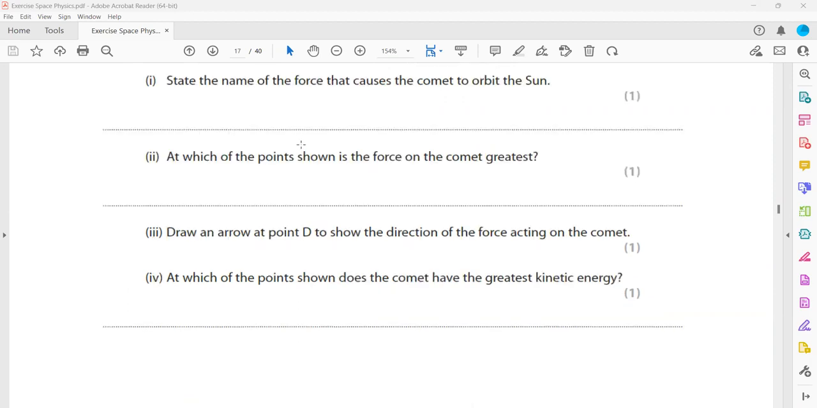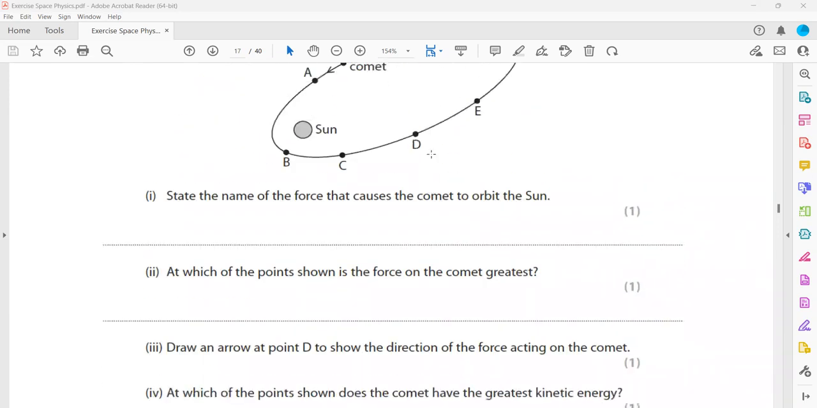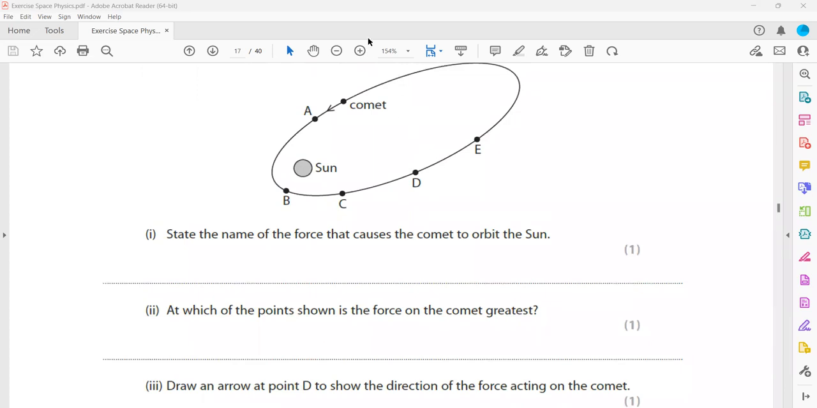The next one: at which point shown does the comet have the greatest kinetic energy? This is a question on the elliptical path. Which position will have the greatest kinetic energy? A, B, C, D, or E? That's good. So it's B, because when it is closer, it has maximum kinetic energy and least potential energy.